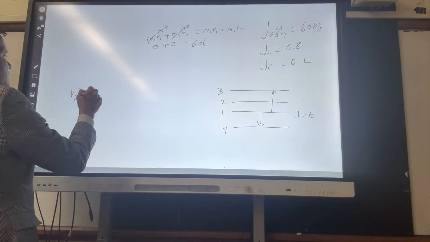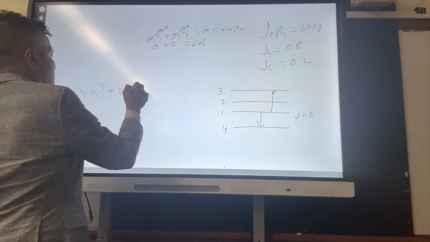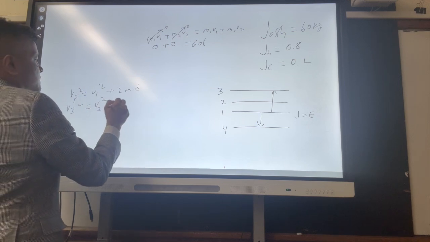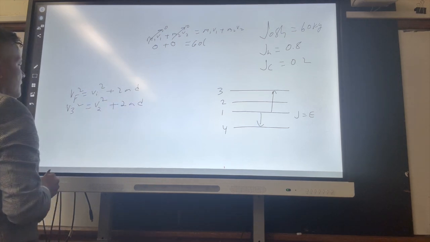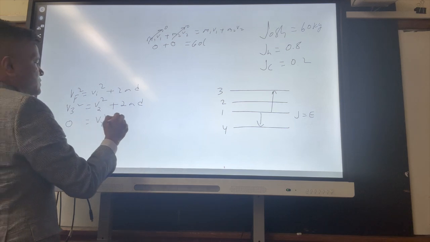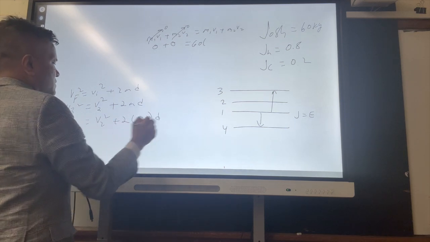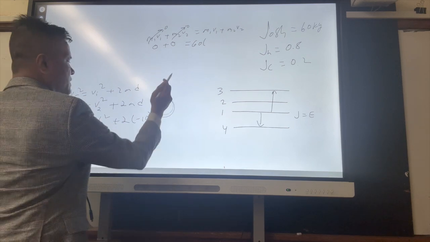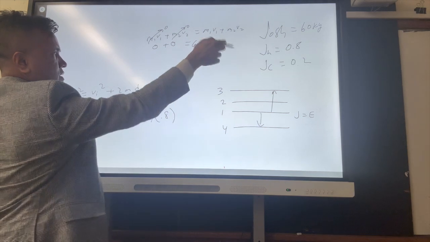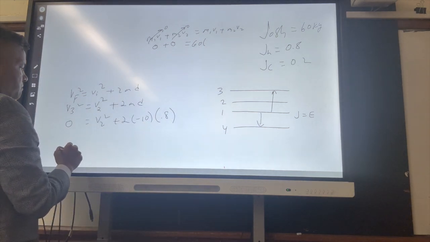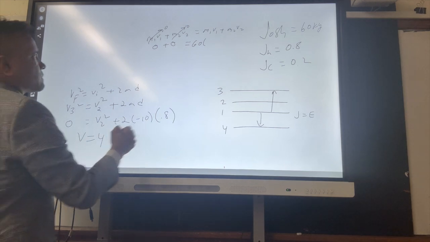Vf squared is equal to Vi squared plus 2ad. At location 3 from location 2, location 3 is 0, location 2 we are trying to find, 2 times negative 10 times d. So d is 0.8. Where does 0.8 come from? Over there. So 0.8. Then velocity is 4.